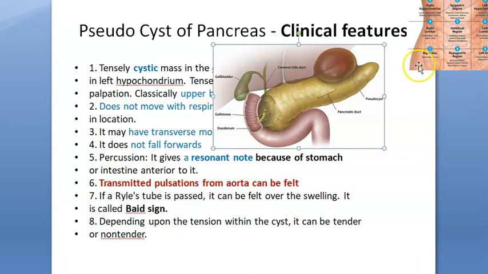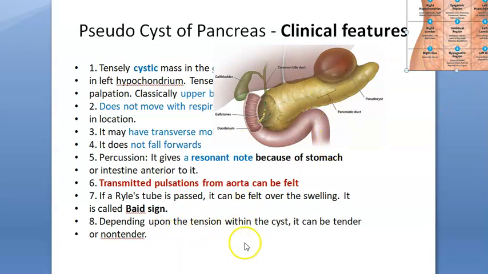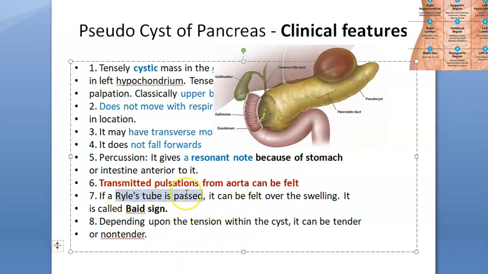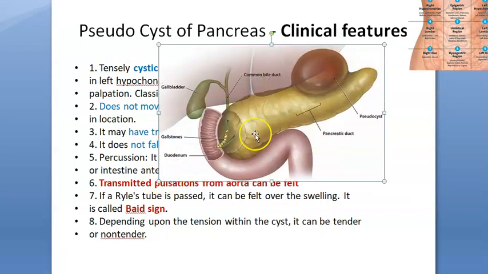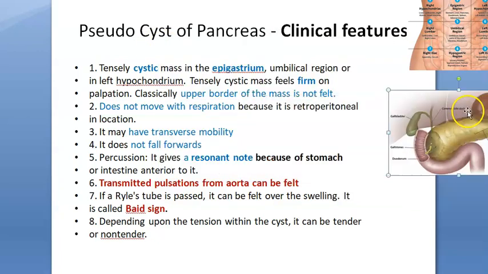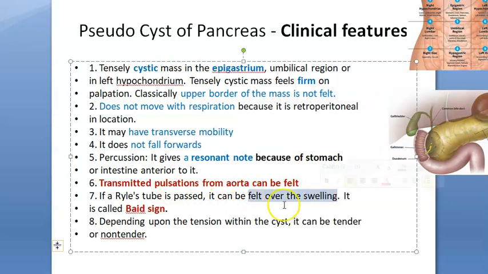This is kind of interesting. You'll pass a Ryle's tube, that means into the stomach you're passing something. It can be felt over the swelling. It is called Baid sign. See, the stomach is there and behind that the cyst is there. Inside the stomach, when you're putting this Ryle's tube, it will go over this cyst. So that is called a Baid sign. You will feel the Ryle's tube over the swelling.